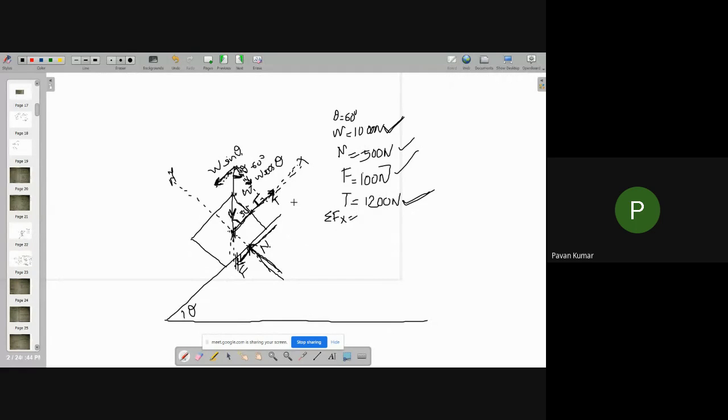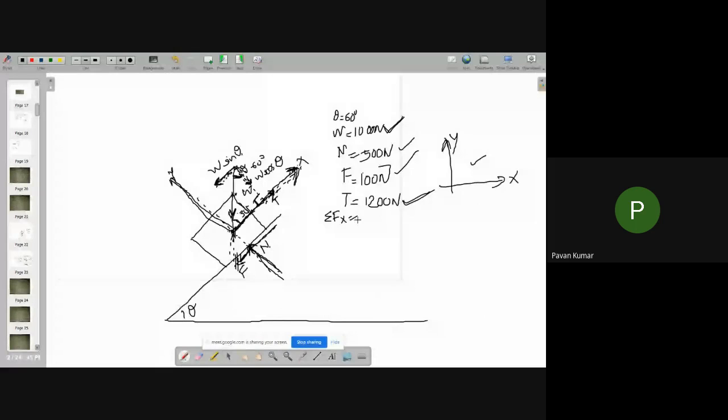Once again, remember that x is positive towards this direction. Usually we take x and y as this, but in this problem it is given that x should be this and y should be this. That's why we are taking this direction. Otherwise, we can take any direction; we usually go for this direction. Now we have to find out the Fx.